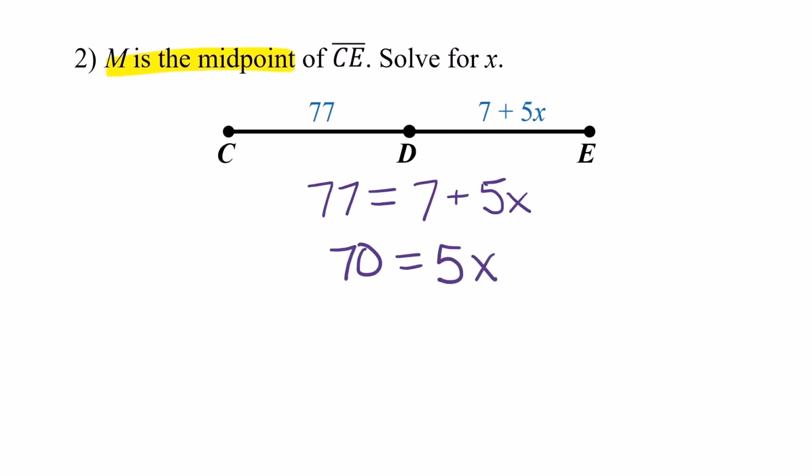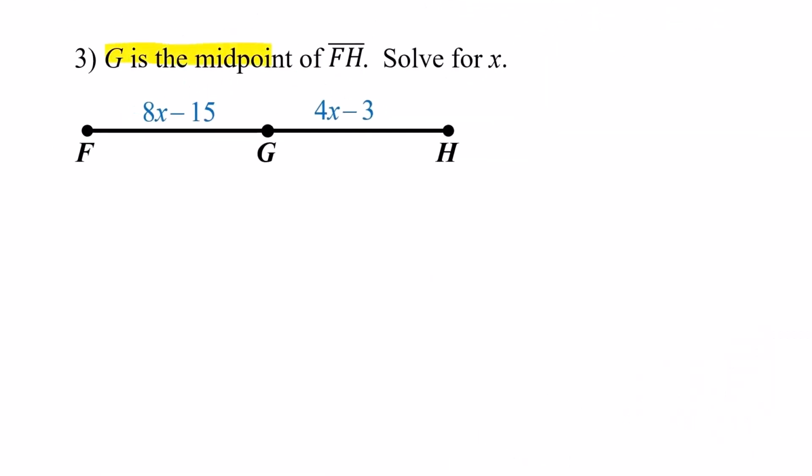I subtracted 7 from both sides. I did it in my head. I get 70 equals 5x. Divide both sides by 5. X equals 14. G is the midpoint of FH.